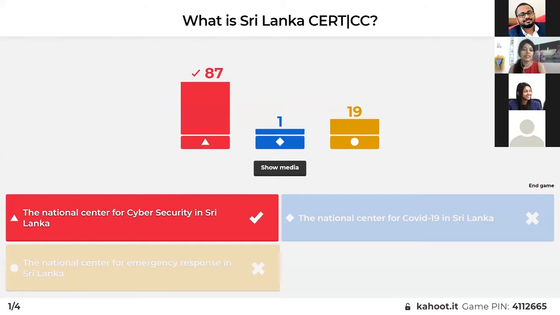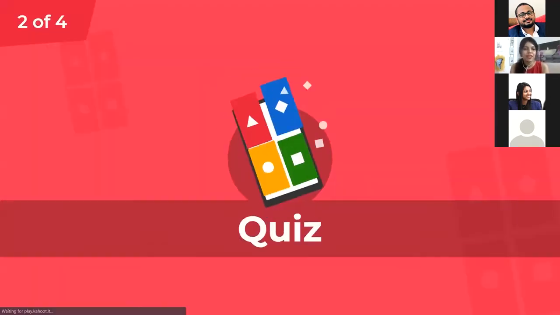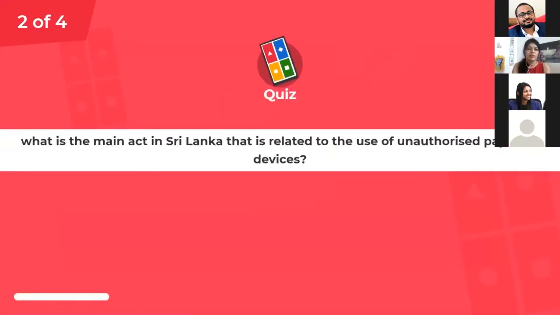Okay, 87 of you have got the answer correct, and that is the answer red, the National Center for Cybersecurity in Sri Lanka. So let's see the scoreboard now. 2011 1410 is at the top with a mark of 922. Let's see if he or she will be able to keep the position secure.